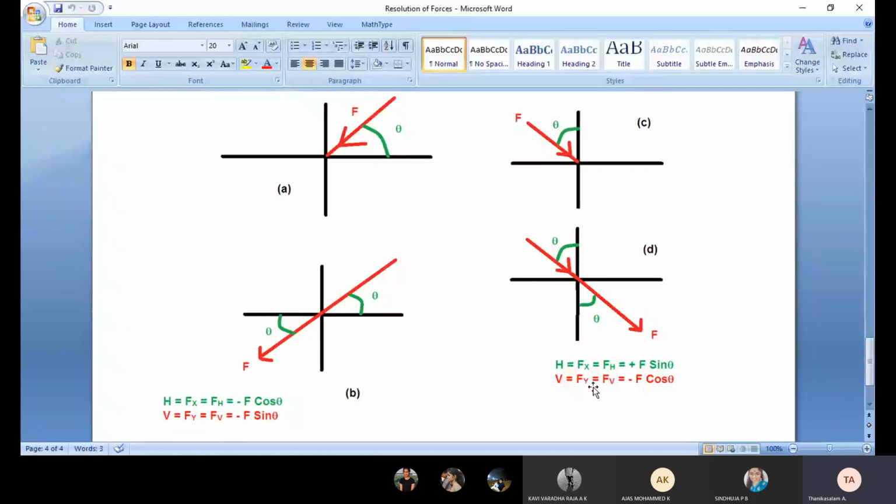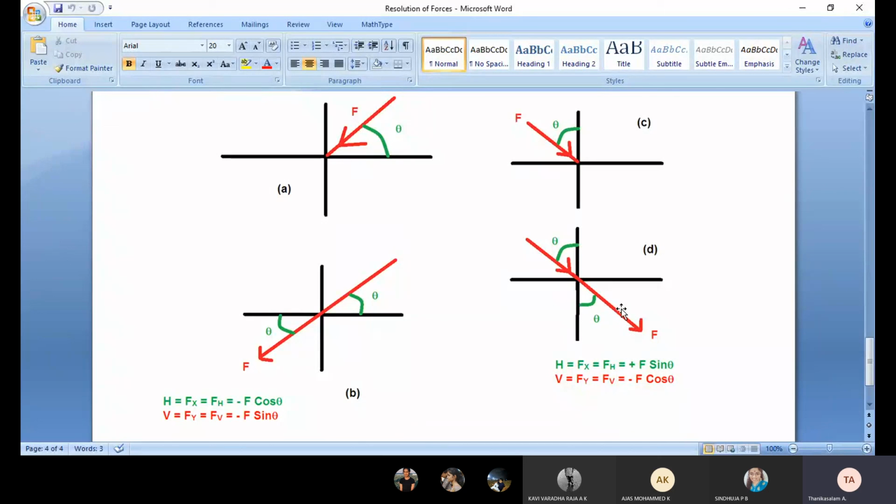Now see here, the horizontal component. I am writing H, also horizontal, F also horizontal, Fx also horizontal. So don't confuse. H means horizontal component force, or Fx means force in x direction, or Fh means force in horizontal direction. V means vertical component, or Fy means force in y direction, or Fv means force in vertical direction. So I am writing different notations for a single meaning, because some books follow Fx, some follow Fh, some follow H only. In our book we follow H, though I have written three different ones. Okay, so here it is the fourth quadrant.